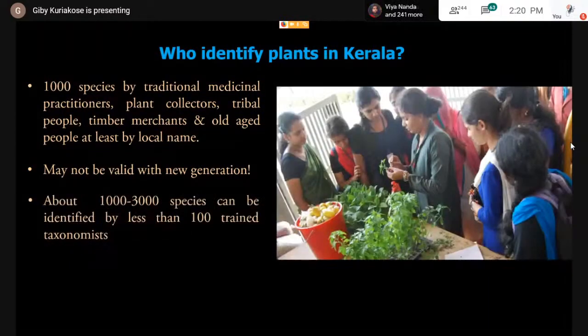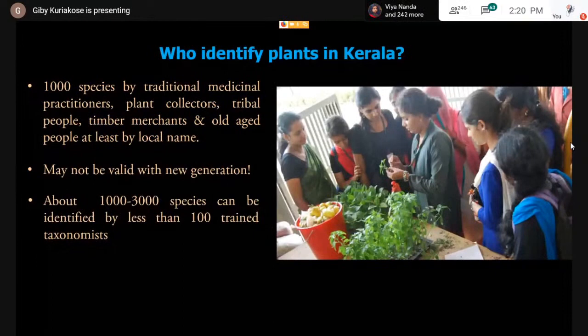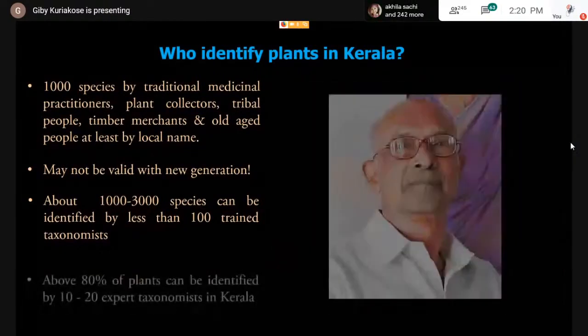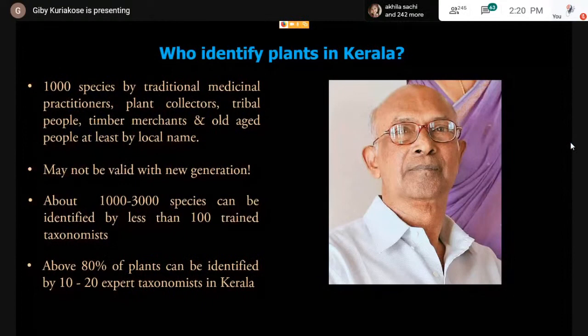Then there are around 100 trained taxonomists in Kerala who can identify between 1,000 and 3,000 species. When we go to the upper level, there are people like Padma Shri Dr. K.S. Manilal, who can identify more than 80% of the floristic diversity in Kerala. There are about 10 to 20 people who can identify more than 80% of the plants so far reported from Kerala, and many of them are from this Manilal school.